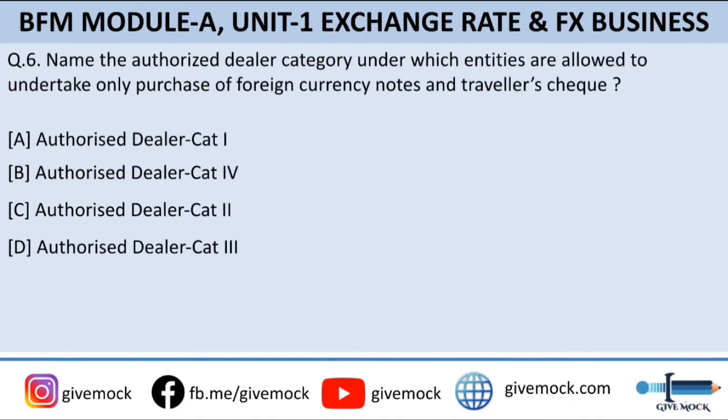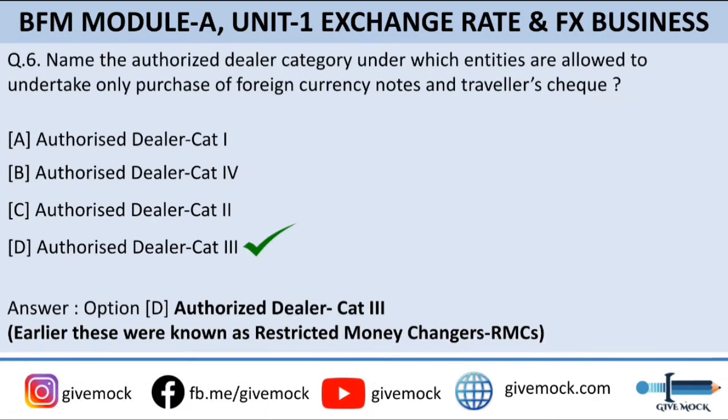Let's move on to question number 6. Name the authorized dealer category under which entities are allowed to undertake only purchase of foreign currency notes and traveler checks. So guys, you can go through the options and I'll tell you the correct answer. The correct answer to this question is option D, that is category 3.